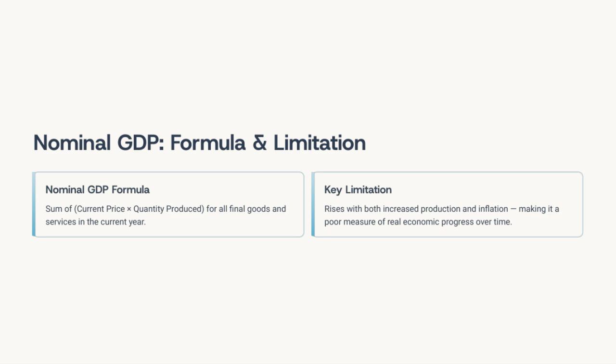Now, the key limitation here is that nominal GDP is just the sum of the current price times the quantity produced for all final goods and services in a given year. This means it's heavily influenced by price changes, which can distort our understanding of actual growth. When we look at the formula, it's straightforward. Nominal GDP equals the sum of the current price multiplied by the quantity for every final good and service. But remember, because it uses current prices, it can be affected by inflation, making it less reliable as a measure of real economic activity. So, in the context of our overall discussion, it's important to recognize these limitations and understand why economists often prefer measures like real GDP, which adjust for inflation to give a clearer picture of true economic progress.